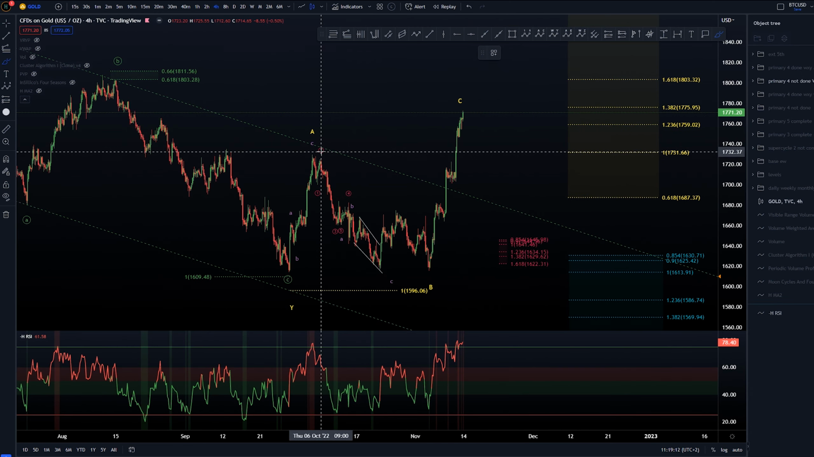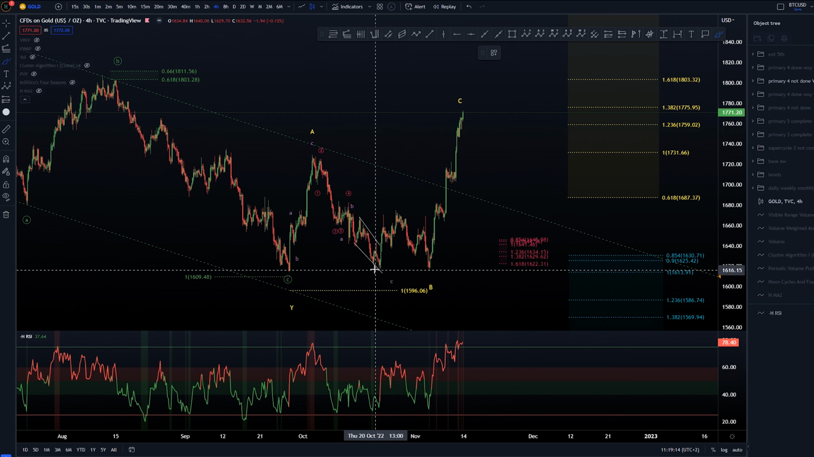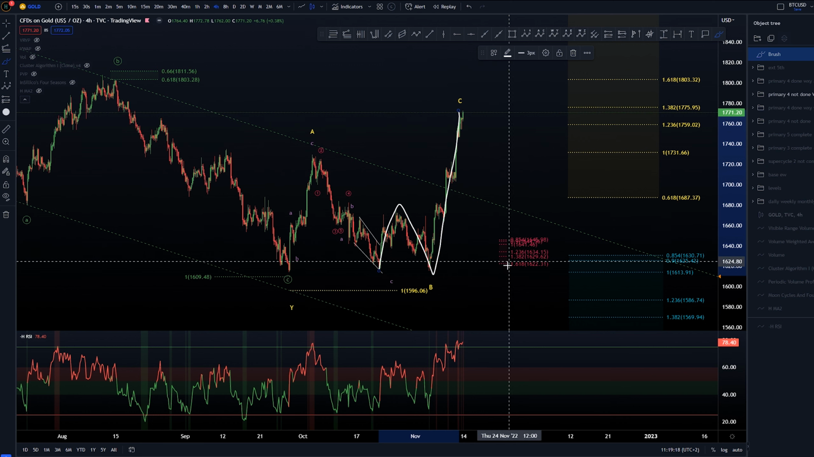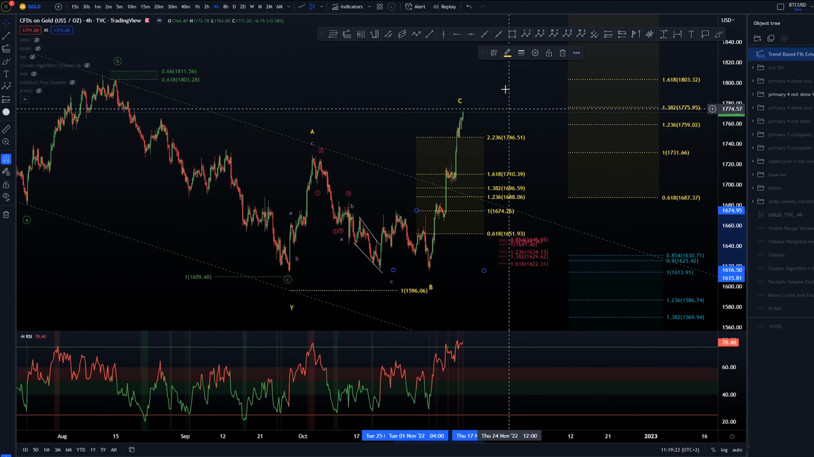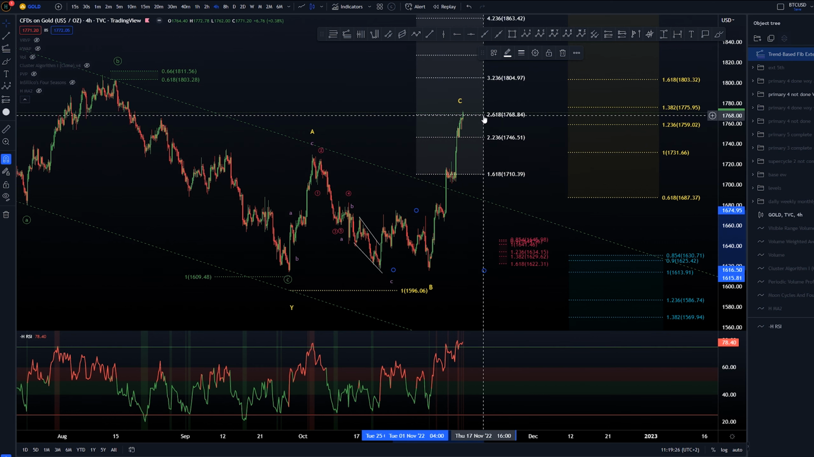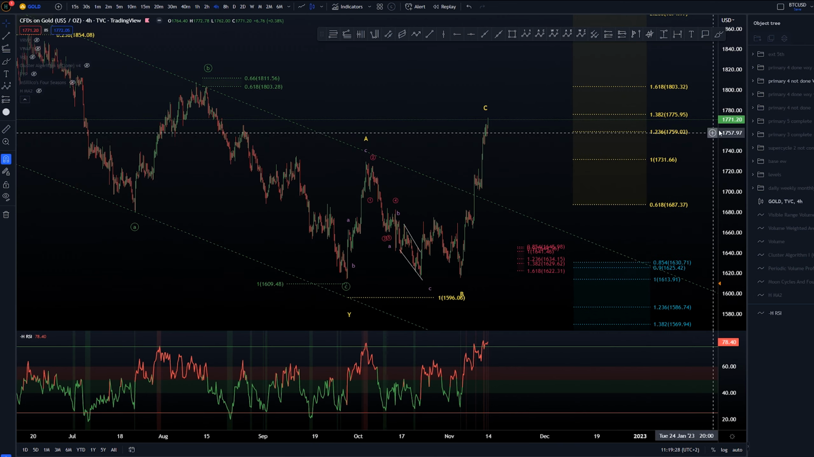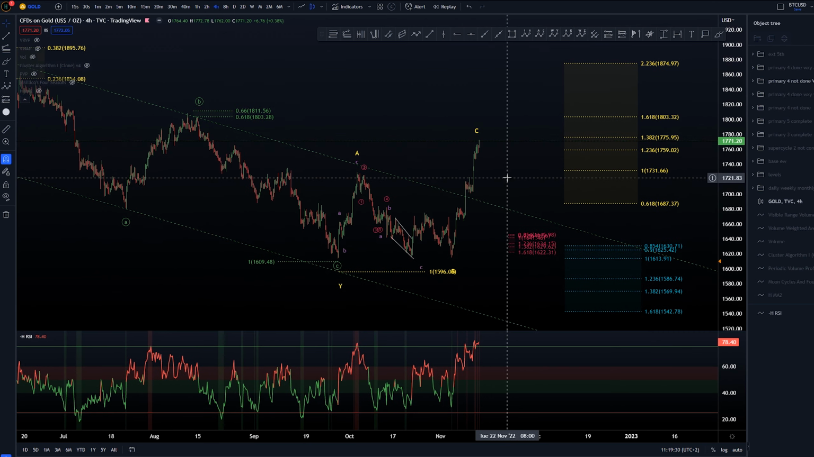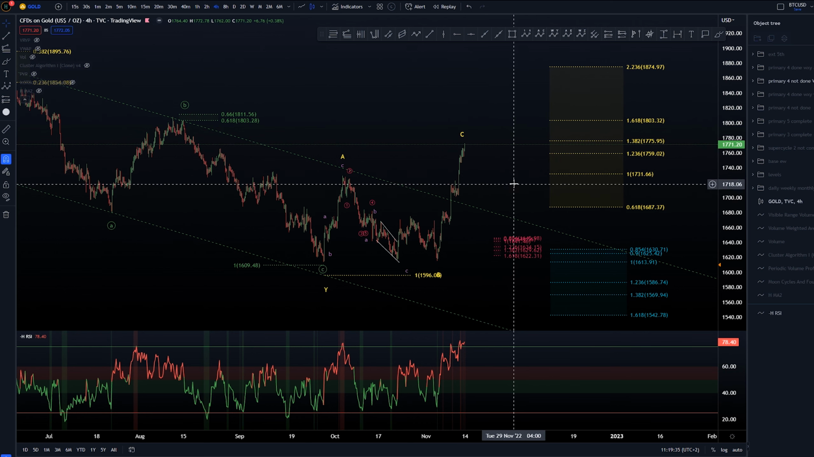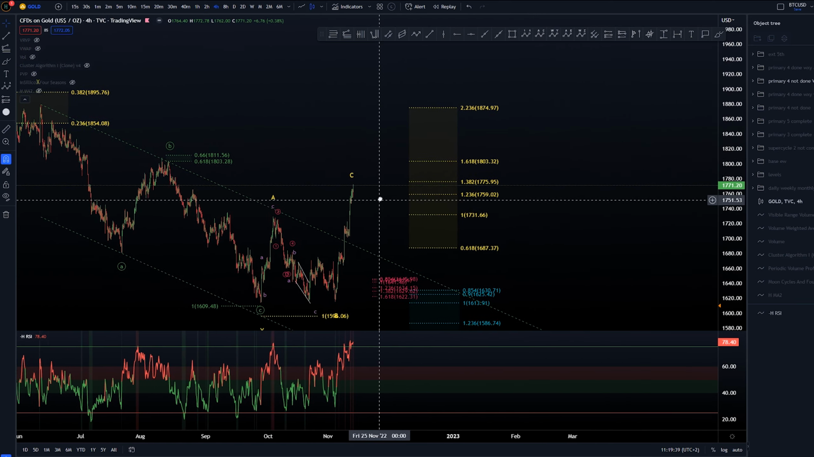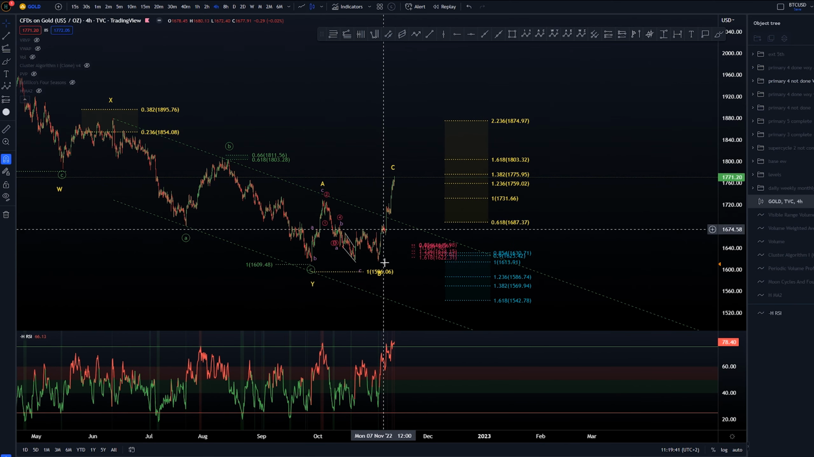Not really sure how I would be labeling this though, because again, we could be saying that this could be some kind of expanded structure here. At the moment, however, it is getting really extended to the 2.618, and that is something where, at the latest, we would be turning into some other counts, or thinking that the other counts would be more probable than this one. I'm still not going to throw out this count, however.